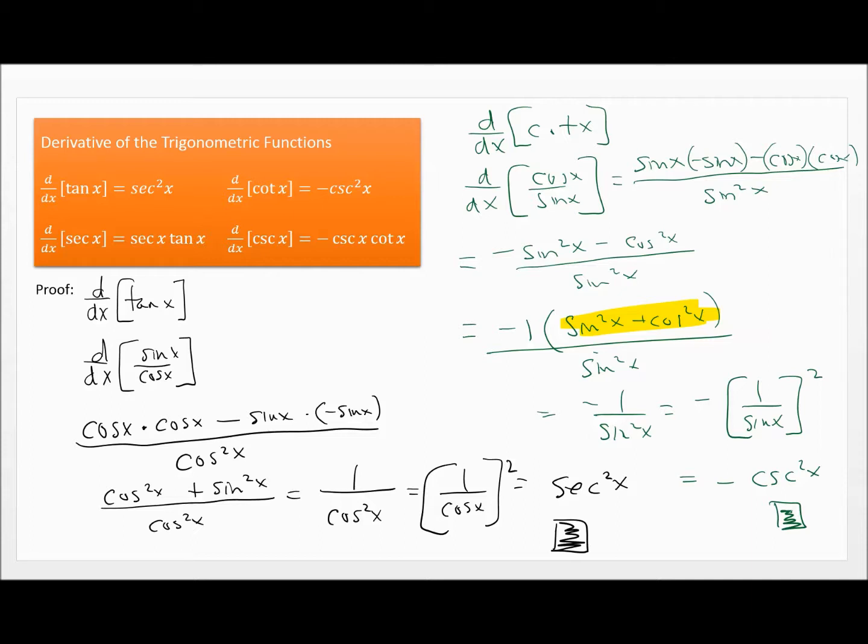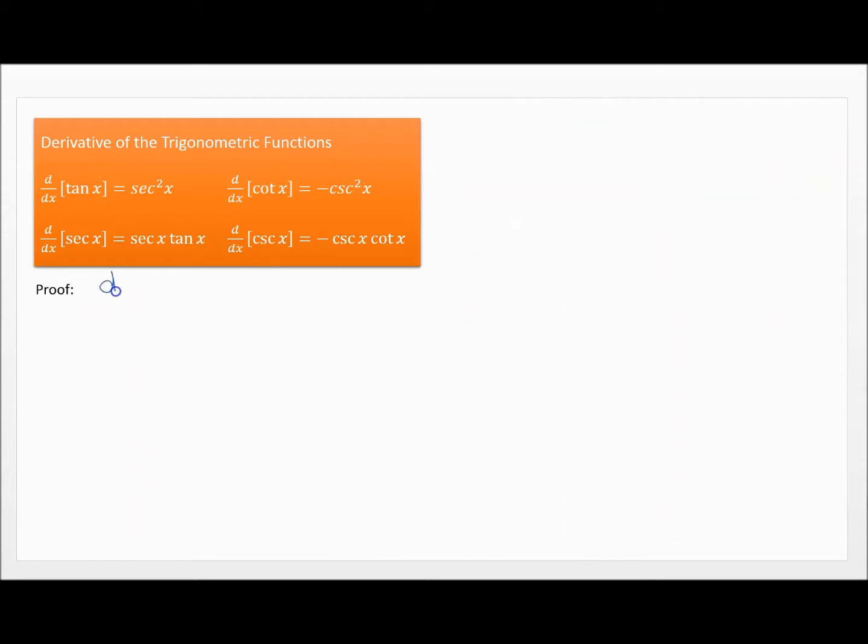I may just do one of them. I think if I just prove that the derivative of secant of x is secant of x tangent of x, that might make you happy. And you can do the fourth one on your own. So we're trying to prove that the derivative of secant of x is equal to secant of x tangent of x. How do I start?